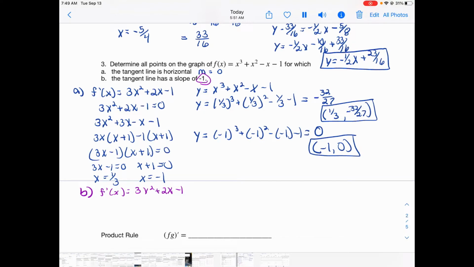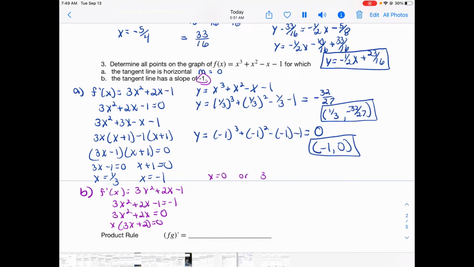So this time I'm going to take that derivative and set it equal to negative 1, because the slope of the tangent line is negative 1. Remember, the derivative at a point is the slope of the tangent line. So I'm going to solve this, and I'm going to factor it by taking out my GCF and set each factor equal to 0, and I also get 2 points here.